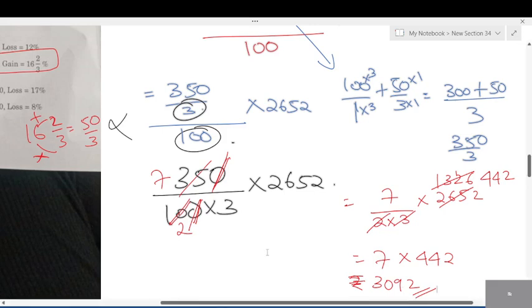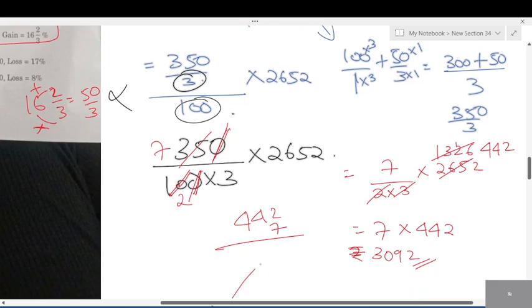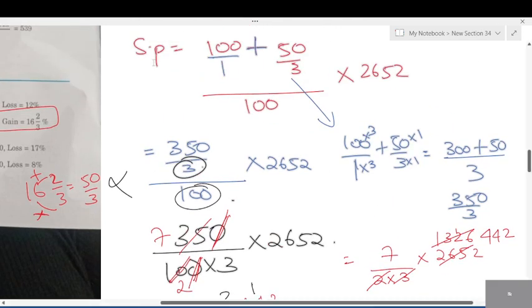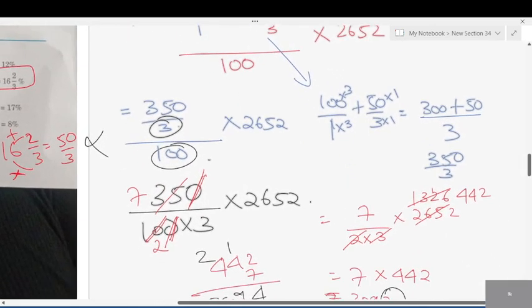Let me check. 442 into 7. Yes, Malak or Mana, who answered this? Yeah, Mana, tell me. 7 twos is 14 or 12? 7 twos are 14. Okay. That is where you have gone wrong, Mana. It should not be 2, it should be 4. Okay. 7 fours are 28, 29, 30. So the correct answer is 3094, students. Fine. So what are we finding here? Selling price or what is the answer? Selling price, right? Yes.